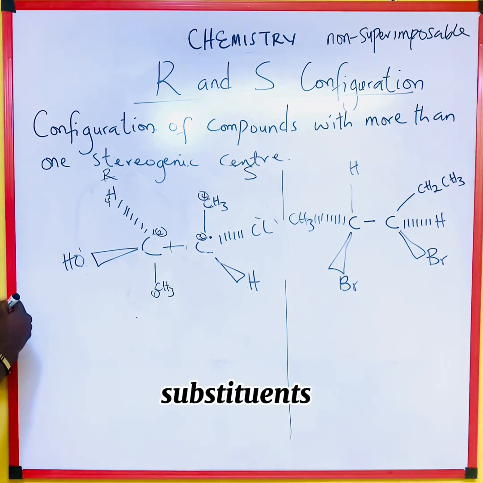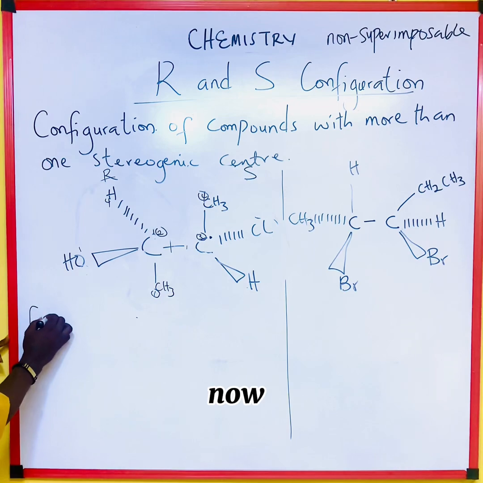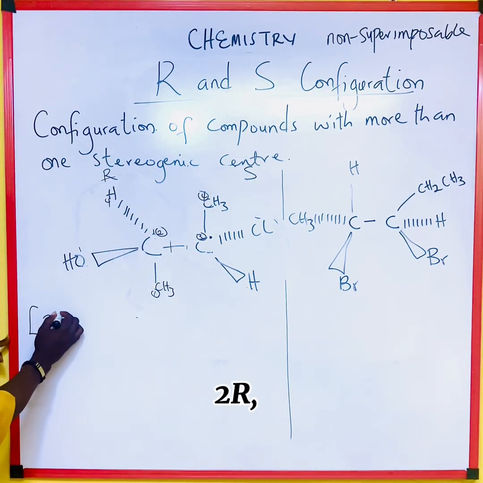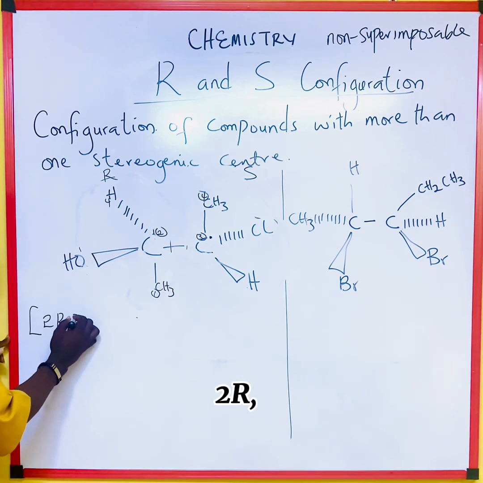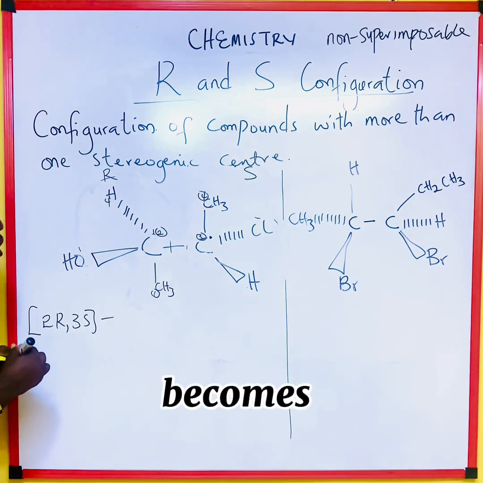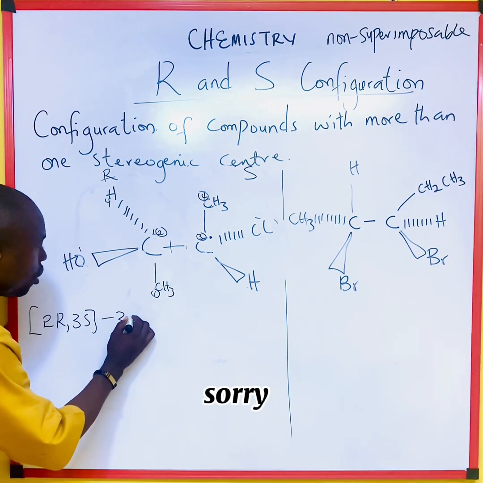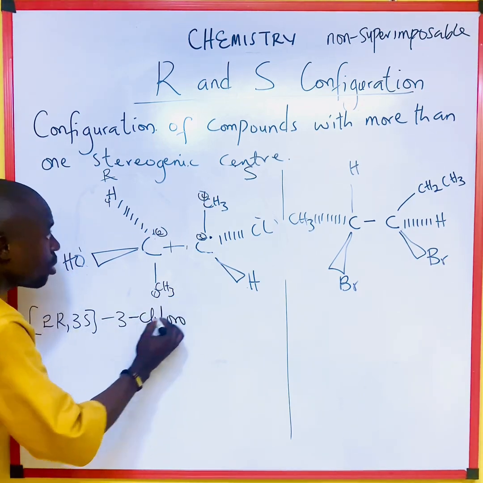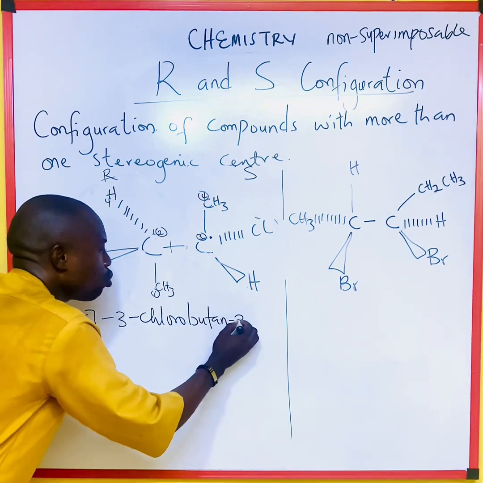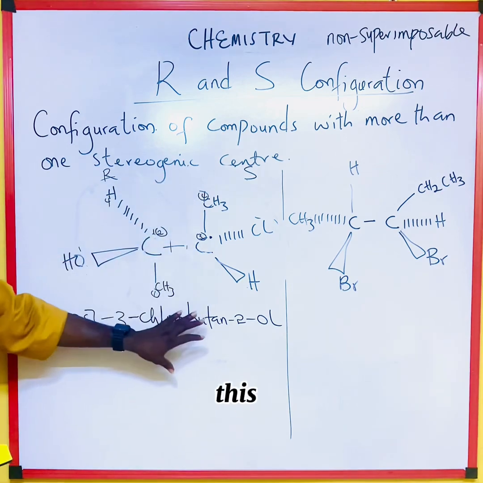So the substituent here is just a methyl group. I come here to say carbon 2 has the R here because this is the chiral carbon: 2R, comma 3S. Then what do I do next? Here becomes 3-chloro, so 3-chlorobutan-2-ol. And this is how easy the naming of this compound is.